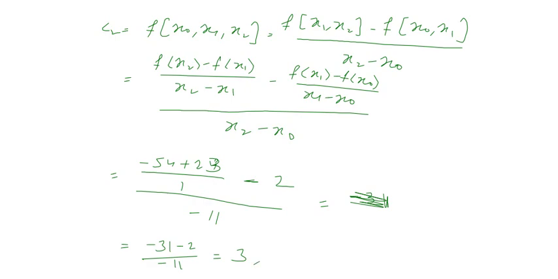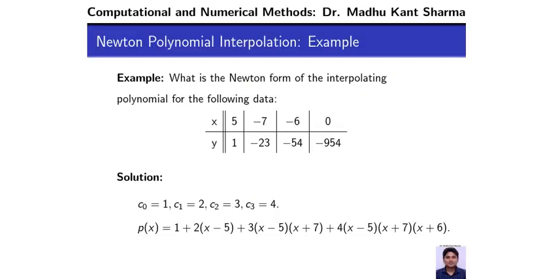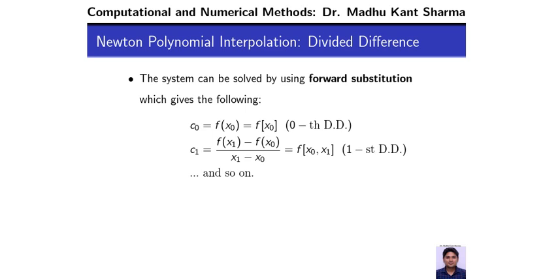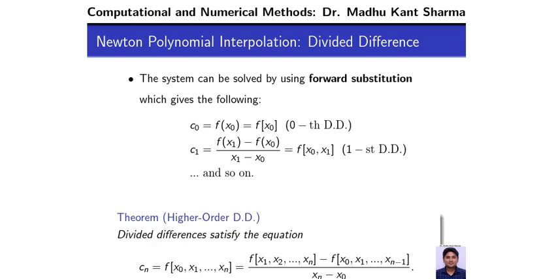So what will you obtain? The following: c0 is 1, c1 is 2, c2 is 3, and you will obtain c3 as 4. And then fit these into Newton's interpolating polynomial. Here c0, this is c1, this is c2, this is c3. Okay, right. So the system can be solved by using forward substitution that we have already known, and we have derived the higher order divided differences, which are given by the following form.